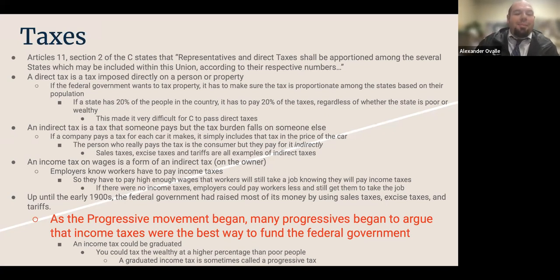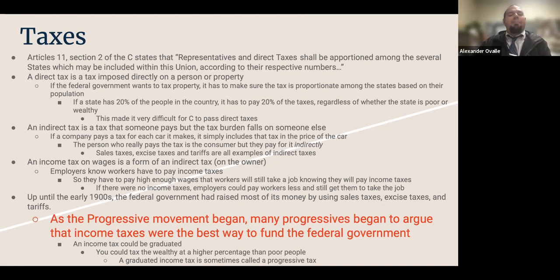So, an income tax on wages is a form of indirect tax, and that burden would fall on the owner. Employers knew workers would have to pay income taxes, so they have to pay high enough wages that workers will still want to take a job, knowing that they still have to pay income taxes. If there are no income taxes, employers could pay workers less and still get them to take the job.